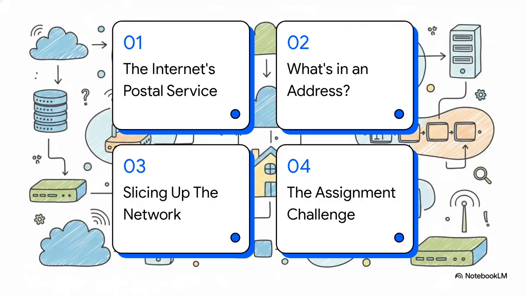All right, so here's our roadmap. First, we'll talk about the internet's postal service to get a handle on the different layers of communication. Then we're going to zoom in on the addresses themselves. What are they, and why did the original system need such a massive upgrade? After that, we'll look at how network admins slice and dice their networks. And then, to cap it all off, we'll put our knowledge to the test with a few real-world problems.